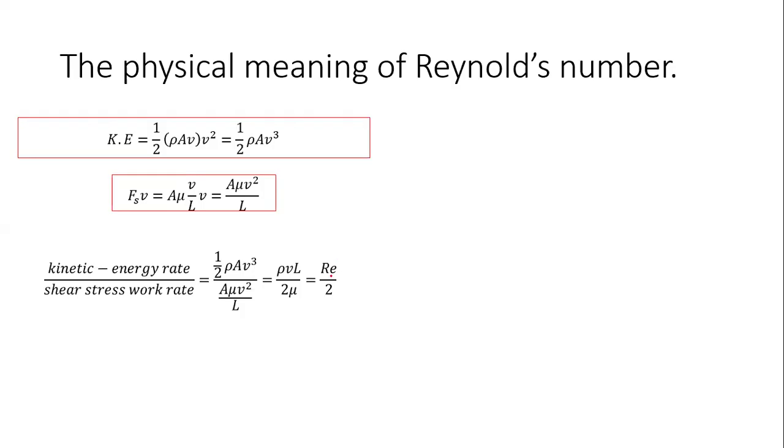Now, it just goes to tell us that Reynolds number has a lot to do with the kinetic energy rate and the amount of shear stress in the system. So if we have a very high kinetic energy, as we spoke about earlier, then we are going to have a larger Reynolds number. It means we have more turbulence. If we have a larger shear stress work rate, it indicates that we have a larger viscosity, right? And that's going to rather reduce Reynolds number and cause our system to be more laminar.